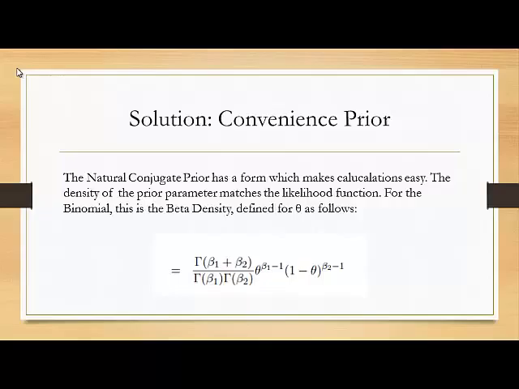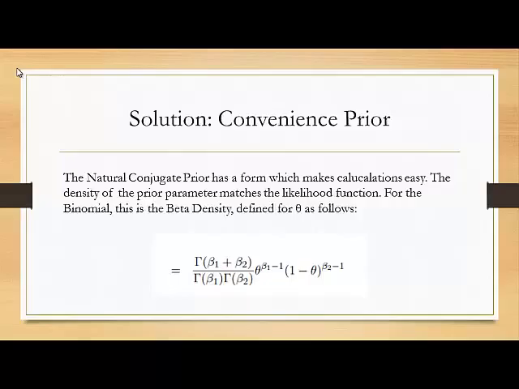So this is called the natural conjugate prior. In most problems, there's a prior density which is called natural conjugate. A natural conjugate prior has a form which matches the data density. So the binomial has a certain shape and the prior distribution has a certain shape. These two match. When these two match, then the calculations become very easy.